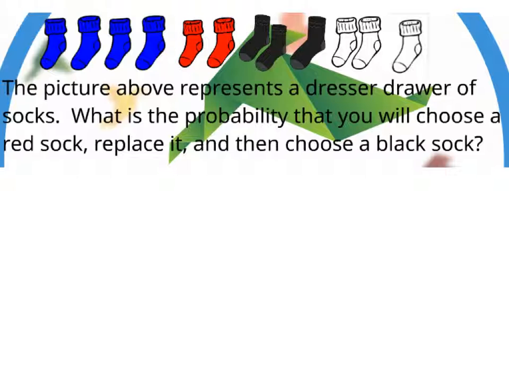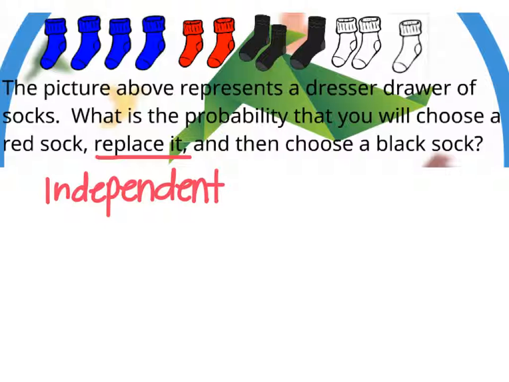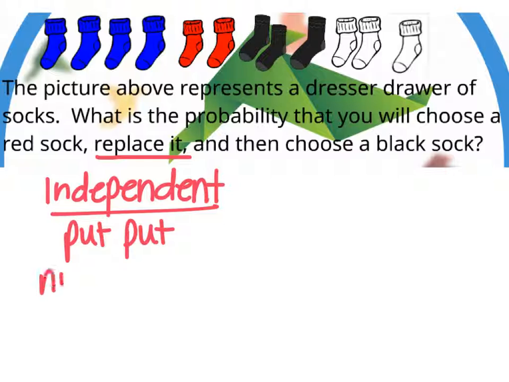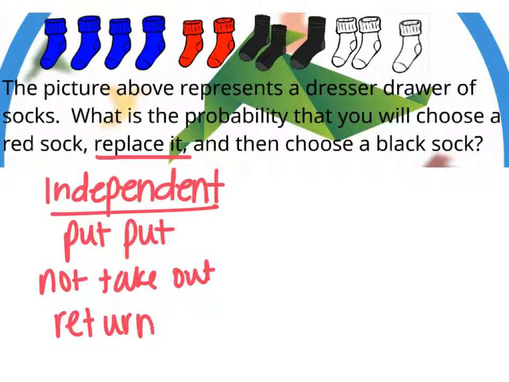The big, big, big important phrase that you need to note is replace. With independent probability, any synonyms of this phrase to replace go with independent. So to put back, not take out, to return. Any of these words are your independent probability phrases. That lets you know that you're putting the sock back so that the total in the drawer remains the same.